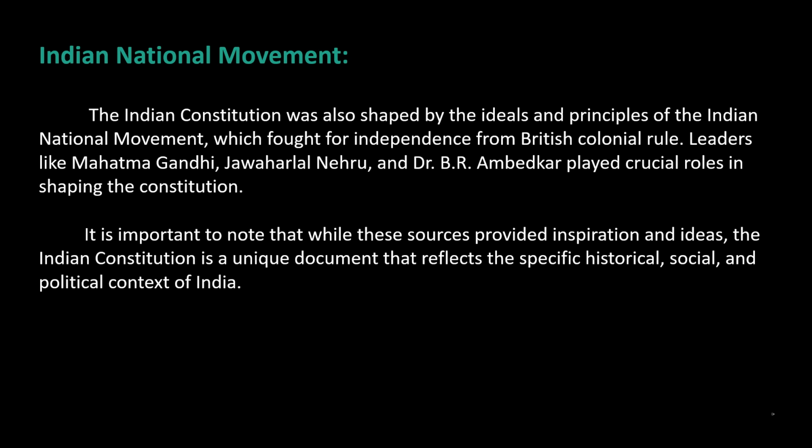It is important to note that while these sources provided inspiration and ideas, the Indian Constitution is a unique document that reflects the specific historical, social, and political context of India.